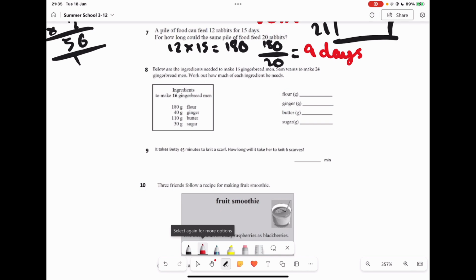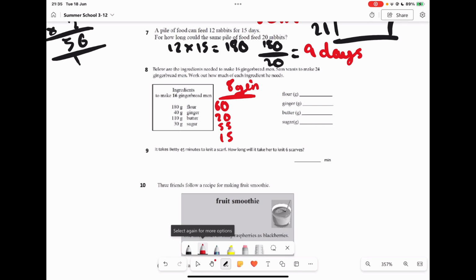In this case, we'll divide by 2 to get the scale of 8 gingerbread men, and then we'll multiply by 3. First, we take 180 grams of flour, and when this is divided by 2, we'll have 90. So what we're writing here is 8 gingerbread men. 40 divided by 2 will be 20. 110 divided by 2 will be 55. And 30 divided by 2 will be 15. So this is a scale for 8.